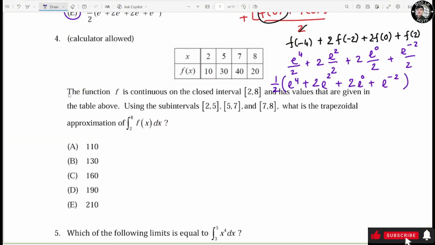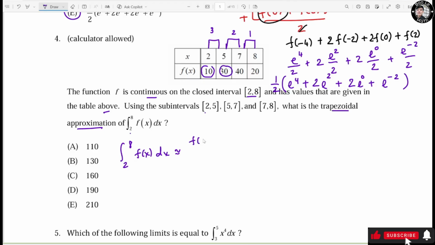Now let's move on to question 4. The function f is continuous on the closed interval 2 to 8 and has values given in the table above, using subintervals 2 to 5, 5 to 7, and 7 to 8. What is the trapezoidal approximation of the integral from 2 to 8 of f(s) ds? So the integral from 2 to 8 of f of s ds is approximately, now delta s right here is 3 and 2 and 1. The height is right here.